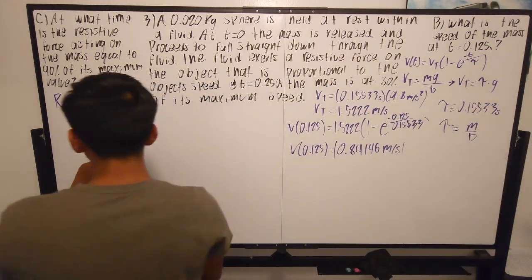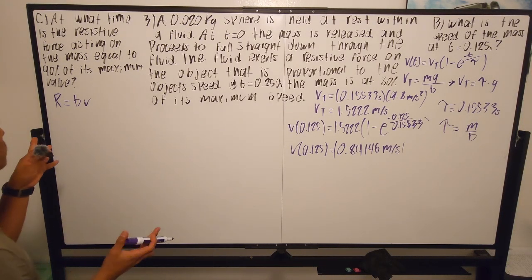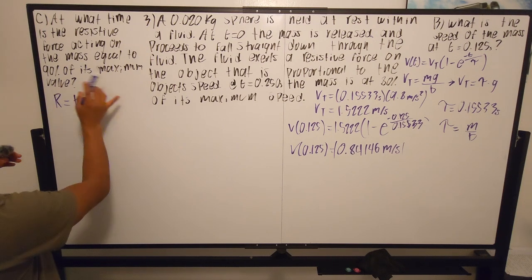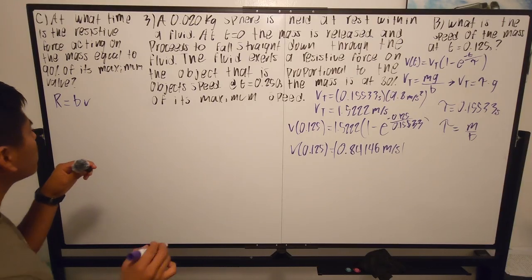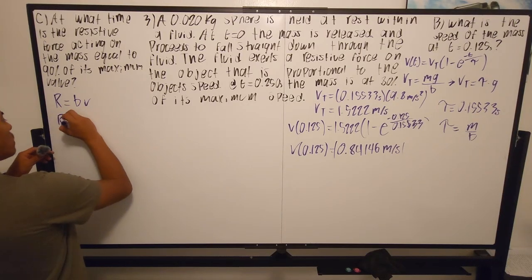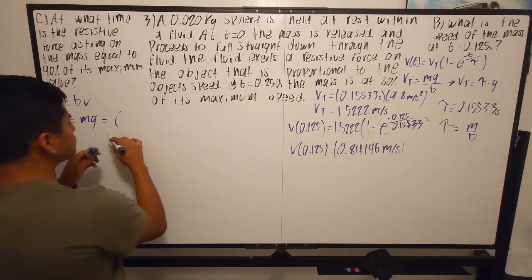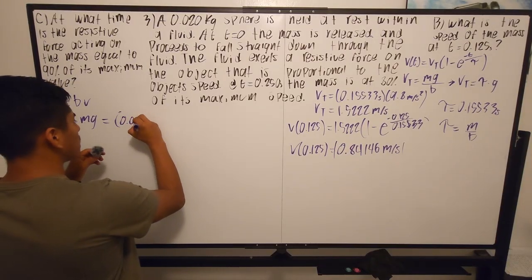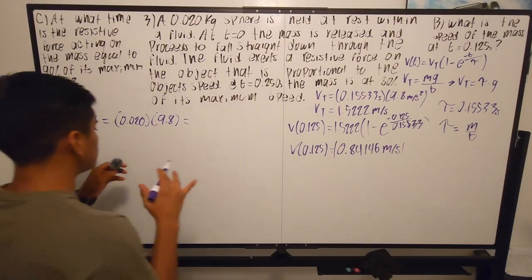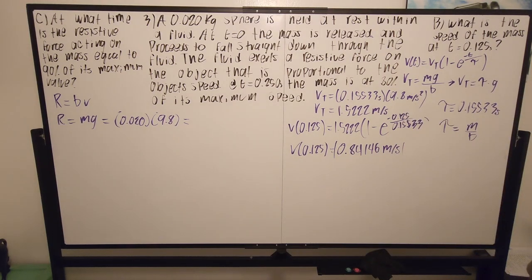So before we just start plugging things in, we first need to find what R is. R is going to be easy to find because we are told that it's at 90% of its maximum value. And we know that the maximum value of R is just going to be mg. So R is also mg, and that we can just go ahead and solve for. So the mass is 0.020, and then multiply that by gravity. I'm going to keep the units out just so that I don't have to write everything down. Now that we have that, we go ahead and solve that out and we'll get that.